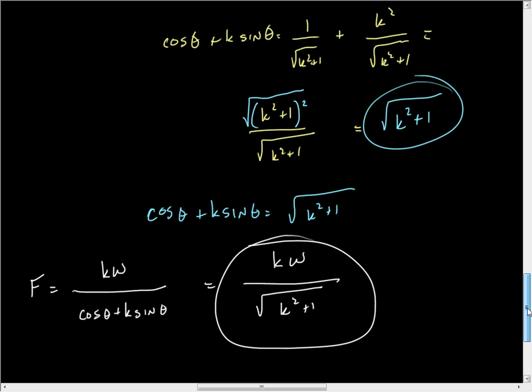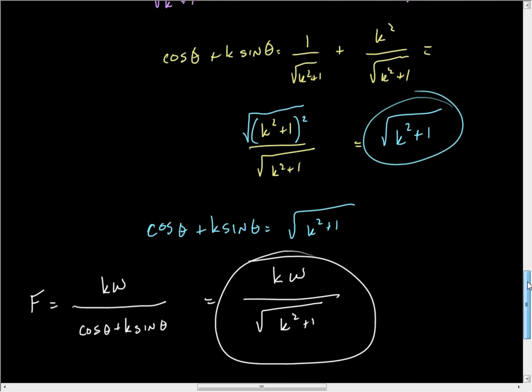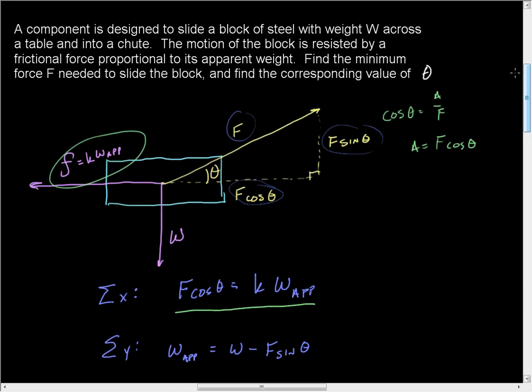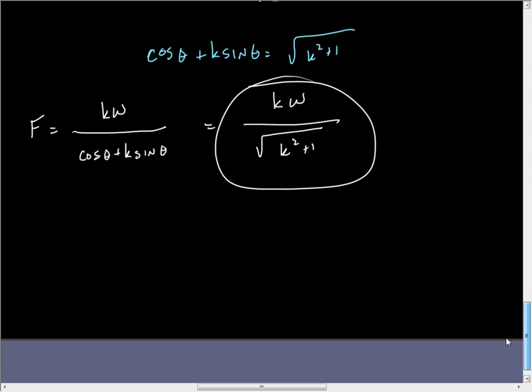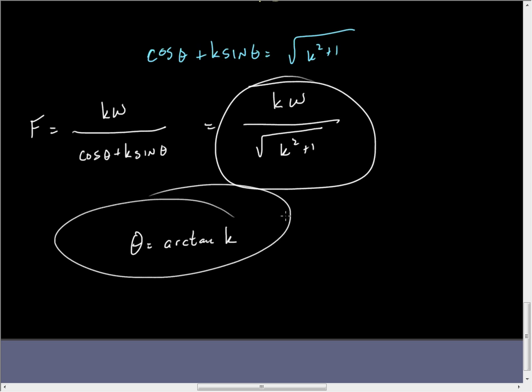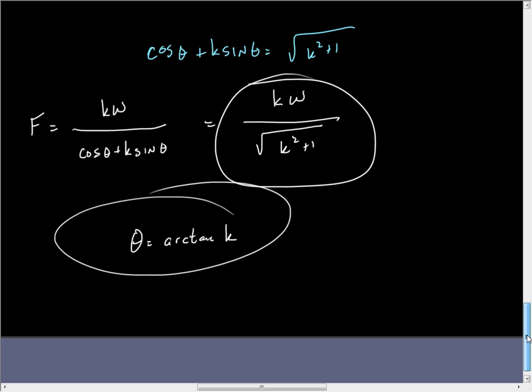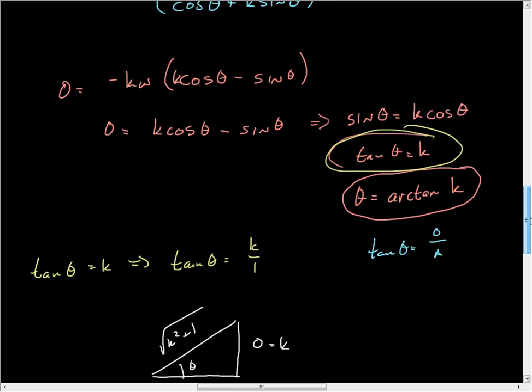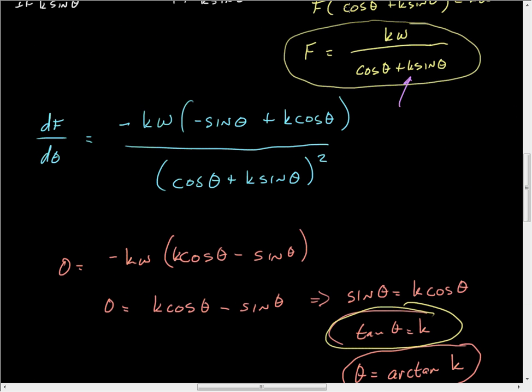All right, so now our question said, find the minimum force needed to slide the block and the corresponding value of theta. And so now, since I have force in terms of k, my theta, recall, was arctangent of k. Those are my two answers. Now, if it were my class, I would have accepted this one right here, because you've already answered the question. That's the minimum amount of force necessary.